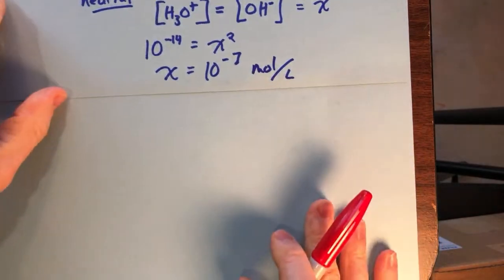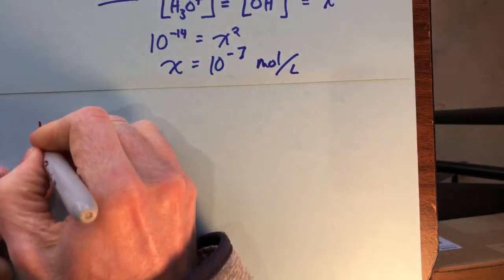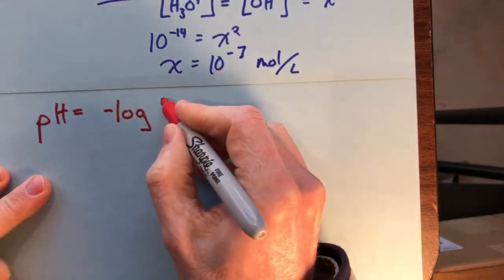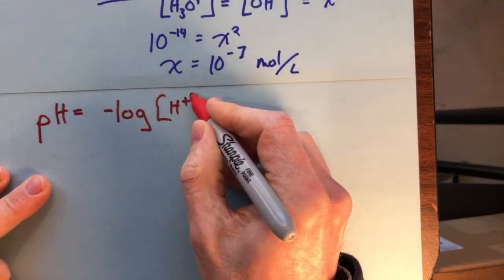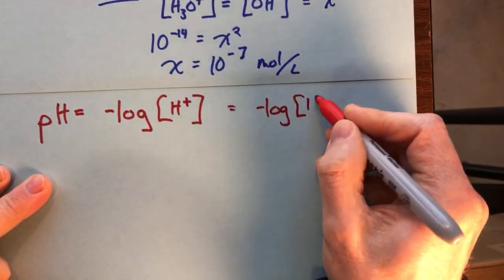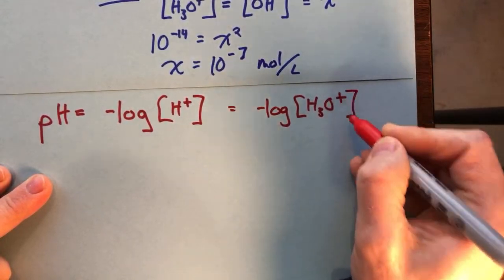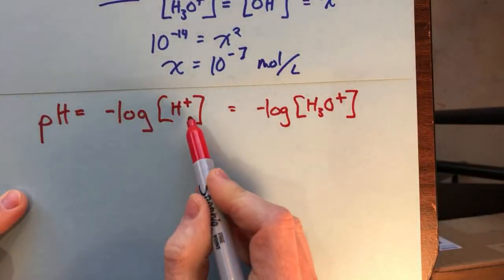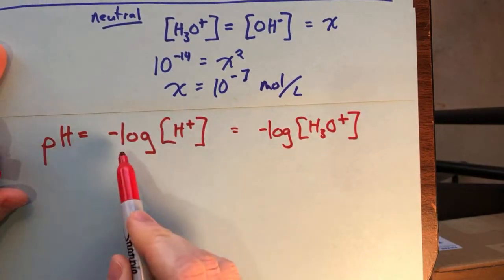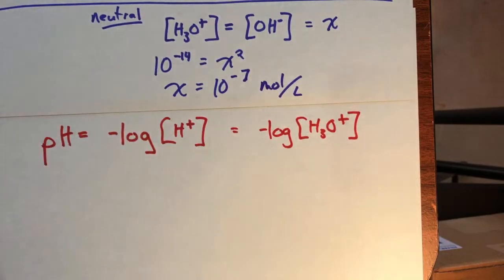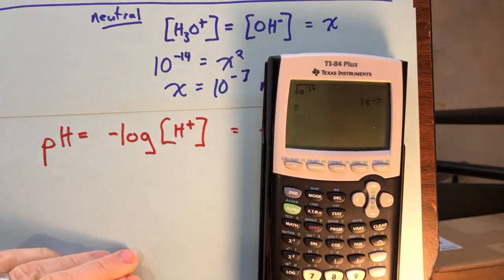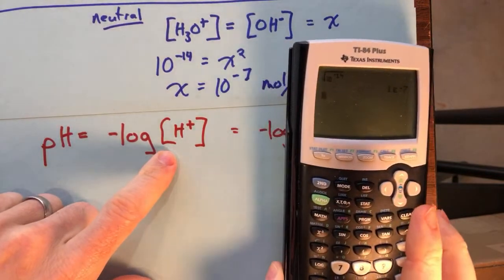pH is defined as the negative log of the H plus or H3O plus molarity. I'm going to use these, H3O plus and H plus, interchangeably. So it's the negative log of the H plus molarity. For anything, whether it's an acid or a base, the pH is the negative log of the H plus molarity. So we can go back and do some calculation here. Let's do the negative log of the H plus molarity.